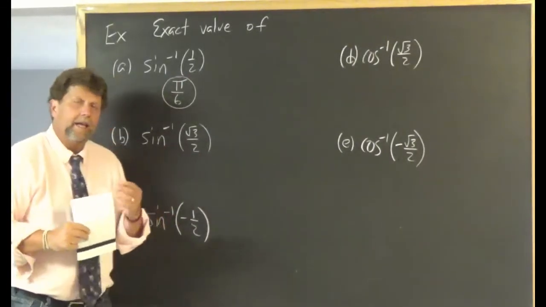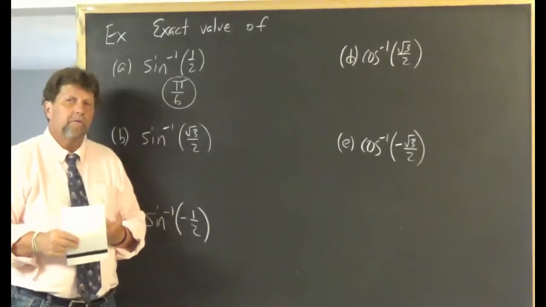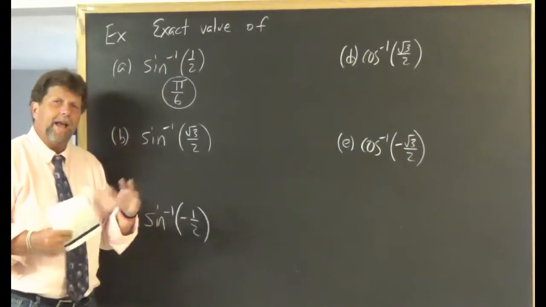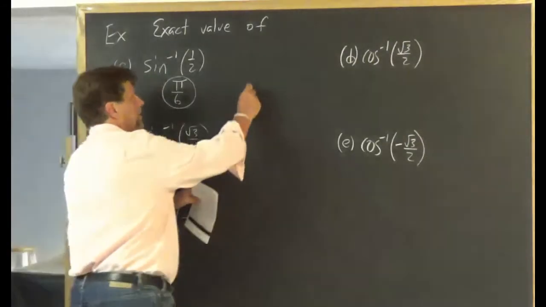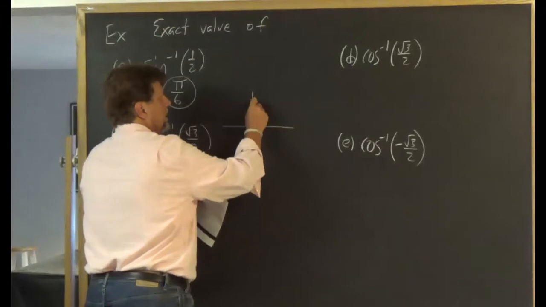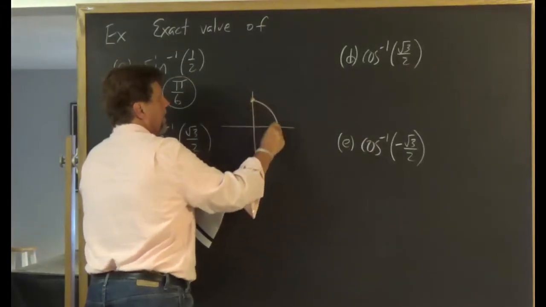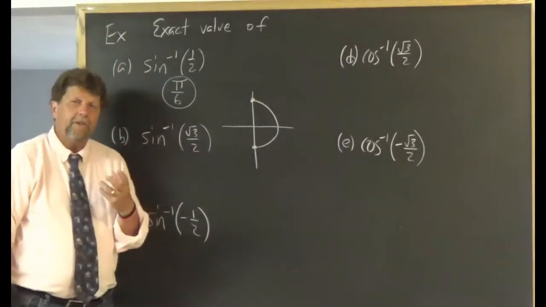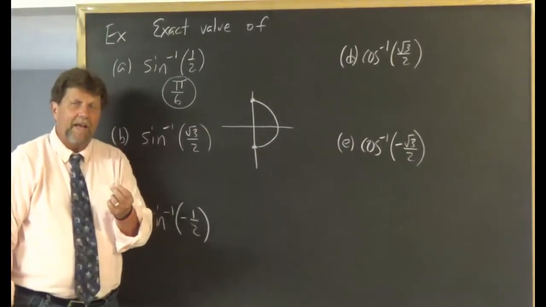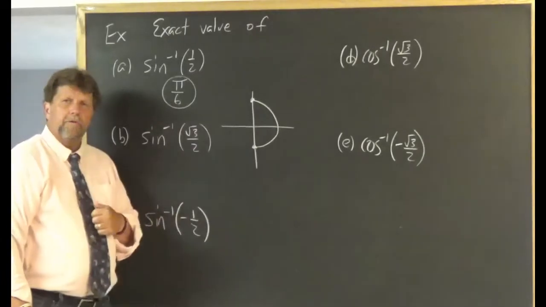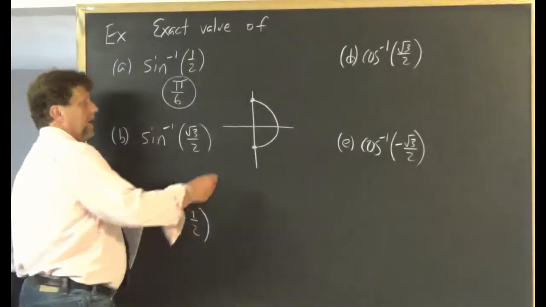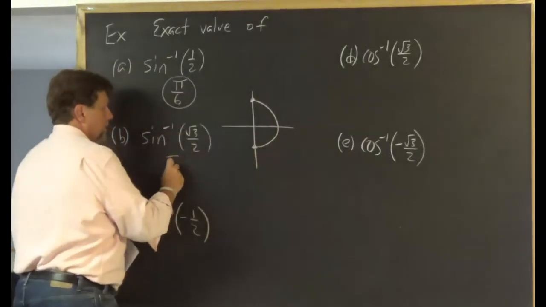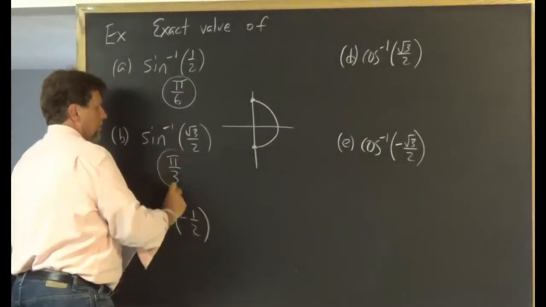Part B, inverse sine of square root 3 over 2. So think, you're finding an angle on the right half of the unit circle. Let me just sketch the right half of the unit circle. You're finding an angle that, when you do the sine of that angle, you get square root 3 over 2. Well, I think that would be the angle that's about right here, which is pi over 3.